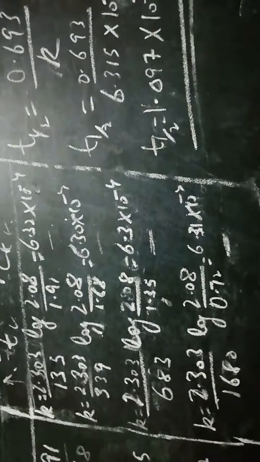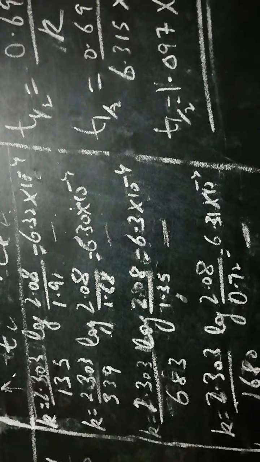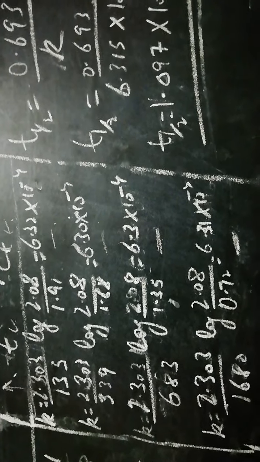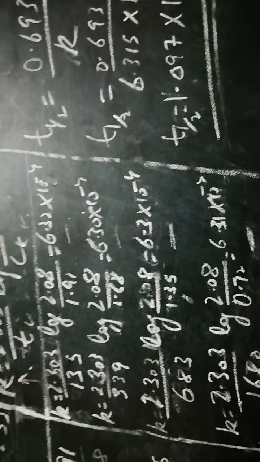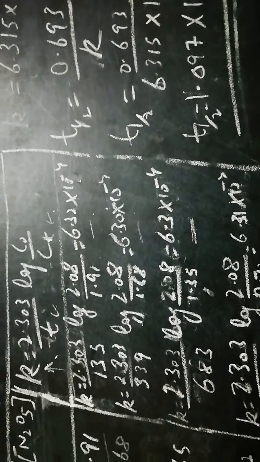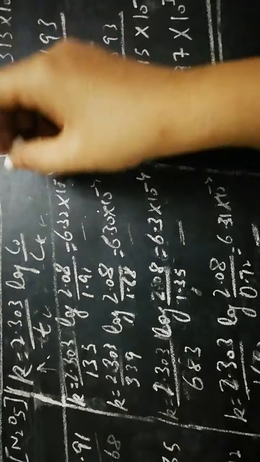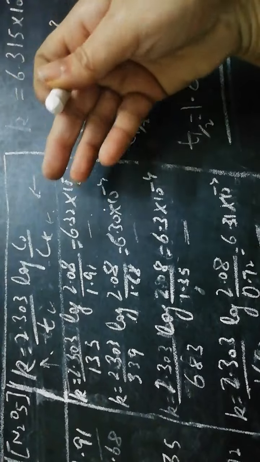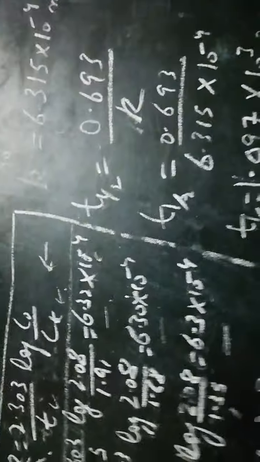So you will write down that value. We can see that the value of K comes out to be constant, so our reaction follows first order kinetics. Why does it follow first order kinetics? Because the value of K is coming out to be constant at every instant of time.